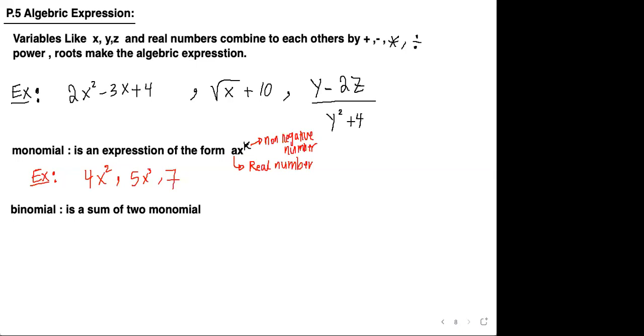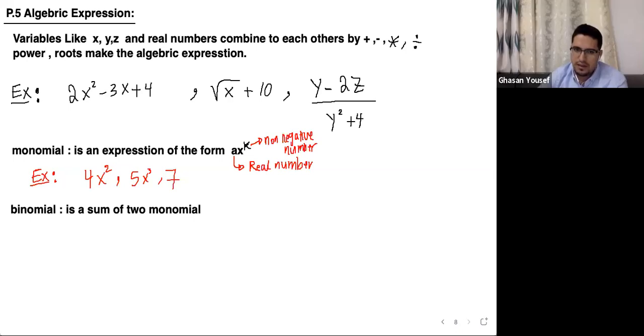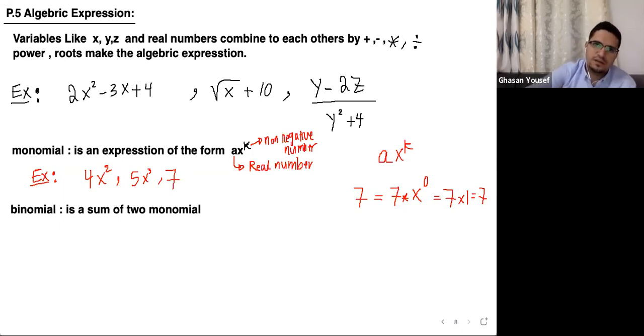This is correct, but I can also use the form here, because I said it is an expression of the form a times x to the power k, where k is non-negative, I mean it could be 0 or any positive integer. So the 7, I can write as 7 times x, the variable, to the power 0. So k here is 0, and anything to the power 0 is 1, like we said before. So 7 times 1 is equal to 7. Yes, Zainab, this is correct. So the 7 is also a monomial.